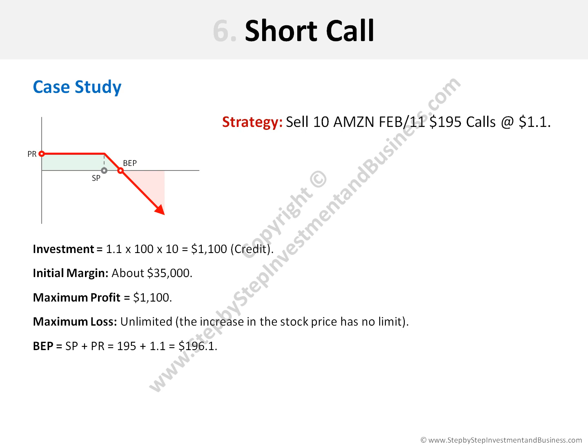The maximum profit we can make is equal to $1,100. That is, the entire premium received for the options. On the other hand, the maximum loss that we are exposed to is unlimited, because the increase in the stock price has no limit. The break-even point is equal to the strike price plus the premium received. In our case, 195 plus 1.1, which is equal to $196.1.